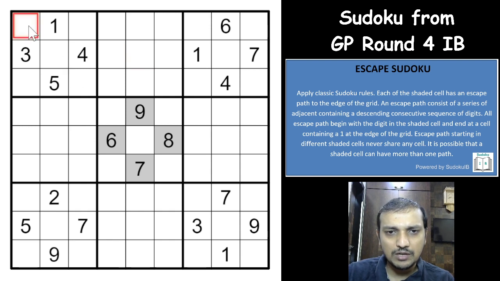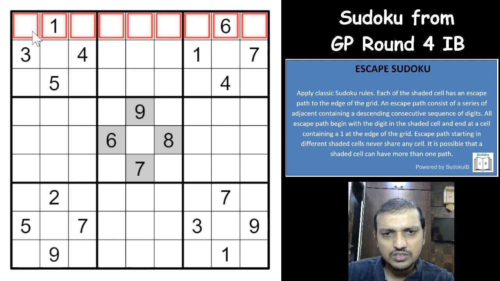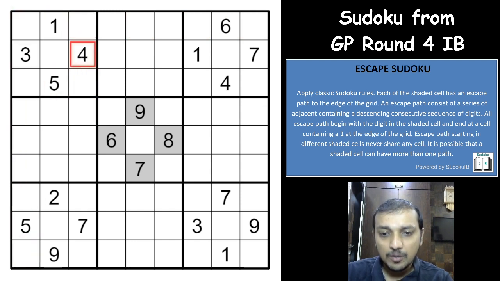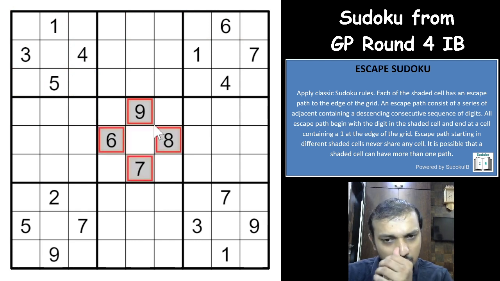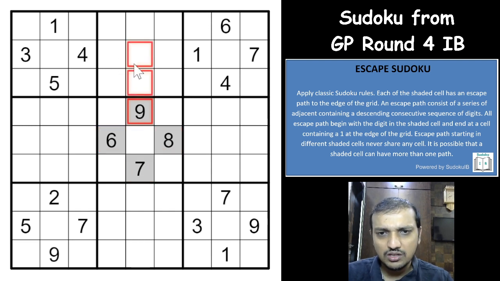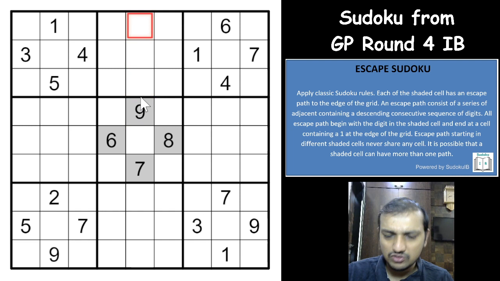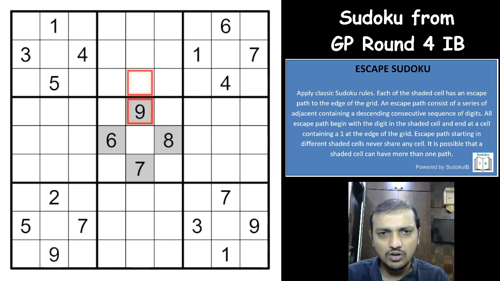Coming back to this Sudoku now, classic Sudoku rules apply. You need to place digits from 1 to 9 in each row, each column, and 3 by 3 box without repetition. Apart from that, as you can see, there are 4 shaded cells in the center box, and you have to draw a path from each shaded cell to the edge of the grid. So there will be 4 paths in total, each going from a shaded cell to the edge of the grid in such a way that the path goes with the numbers in descending order consecutively.